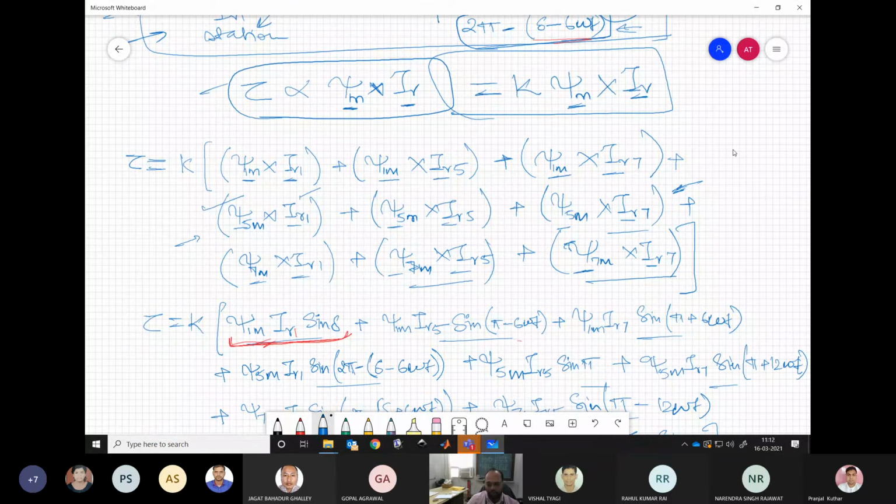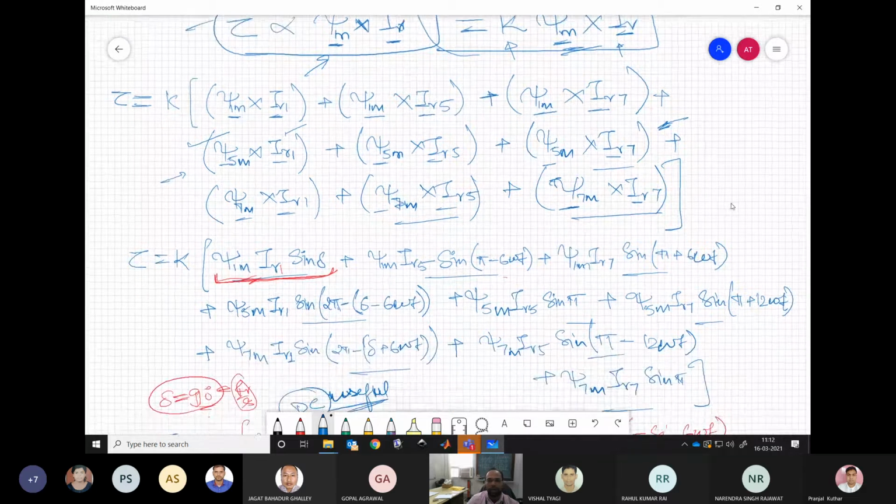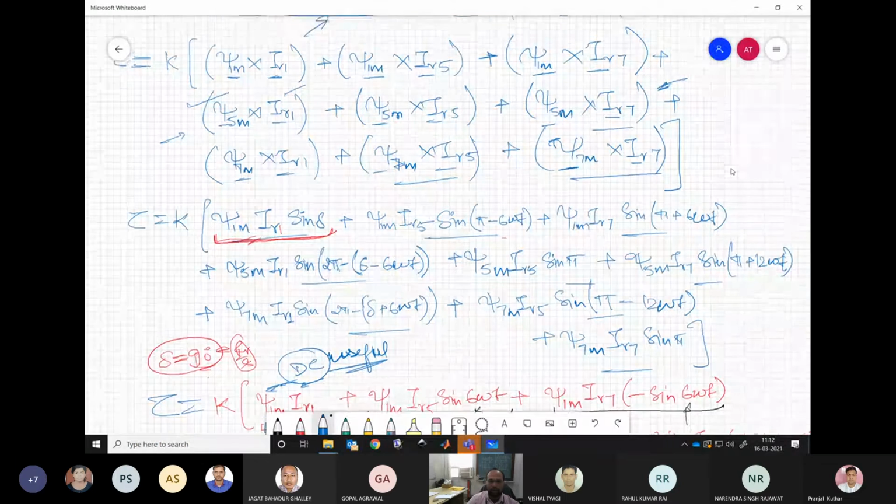In general, any torque we have seen is proportional to the flux and current cross product, the rotor current cross product. So some constant times the magnetizing flux and the rotor current. We take the cross product of that, and that gives our corresponding torque.